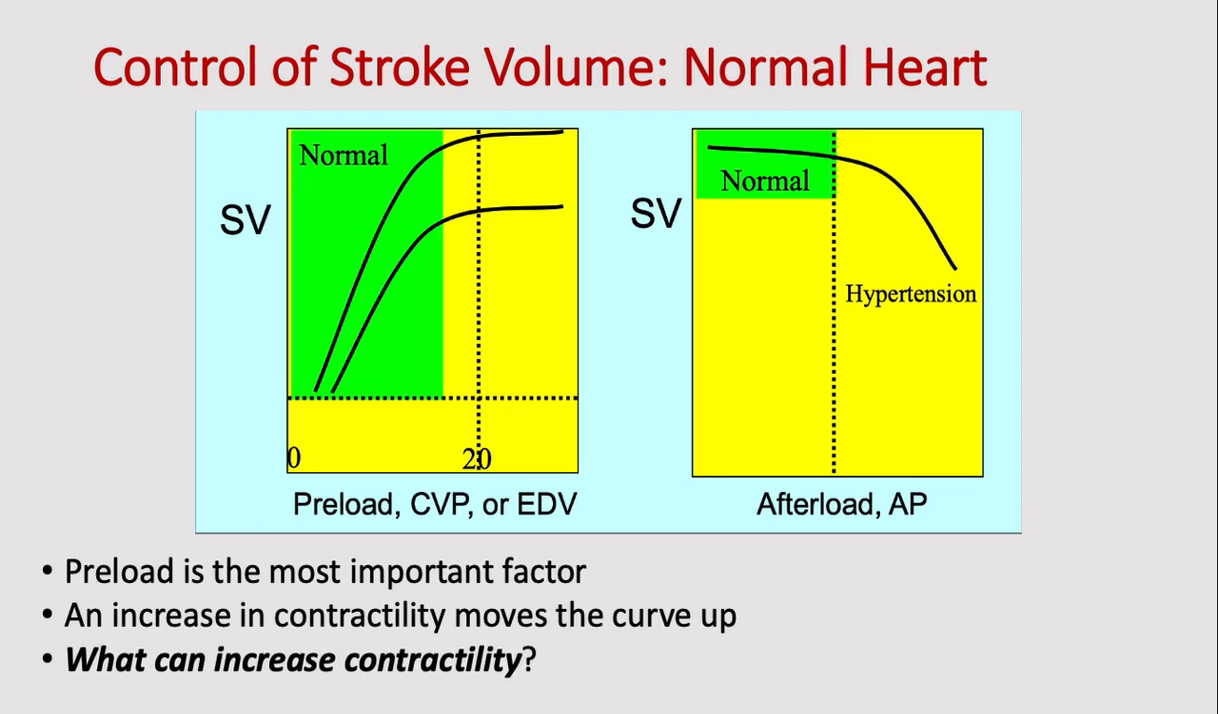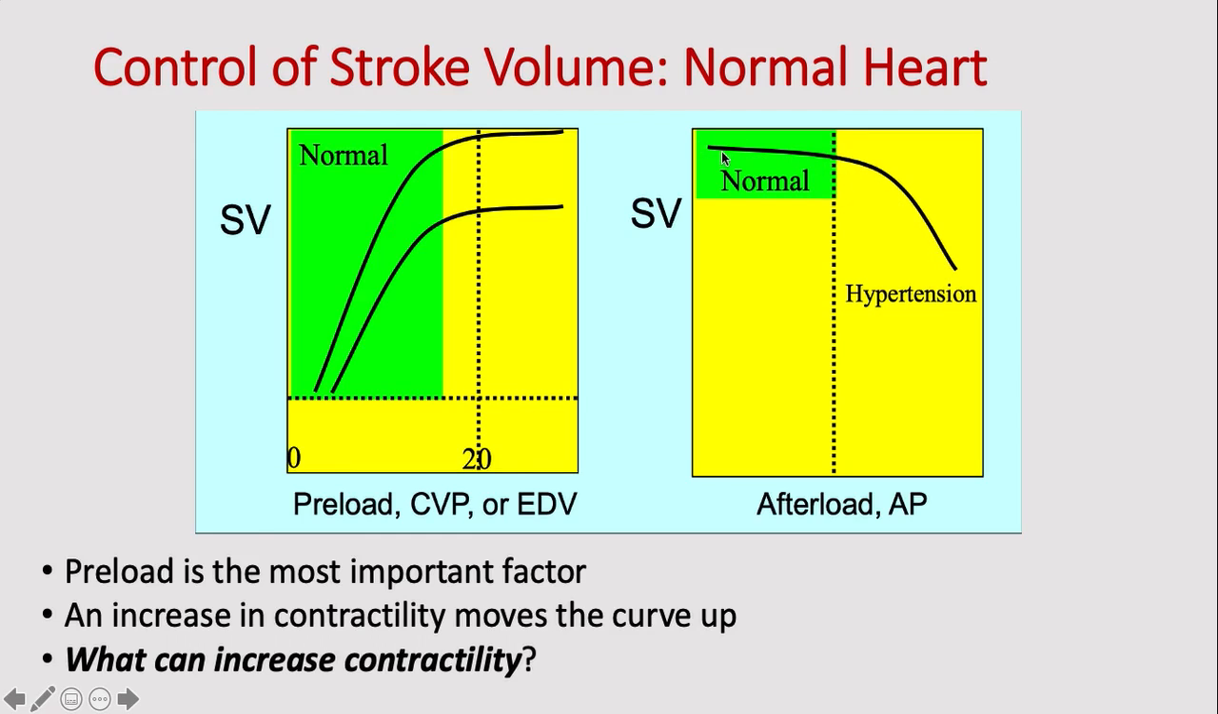The afterload pushing back against you to put air in the tire is increasing to the point where you can push the thing all the way down, and you're only going to get just a little blip of air in that tire now. So you can see that as the afterload increases, as the pressure after the left heart increases, you're going to get a significant decrease in stroke volume.